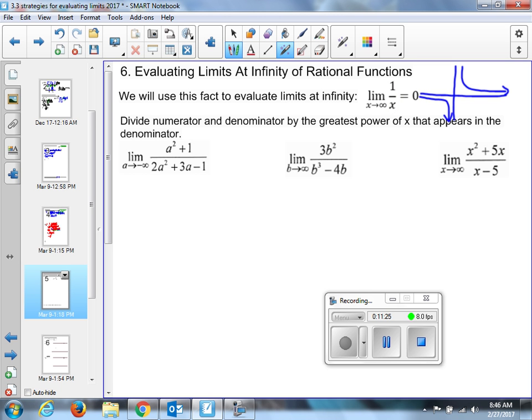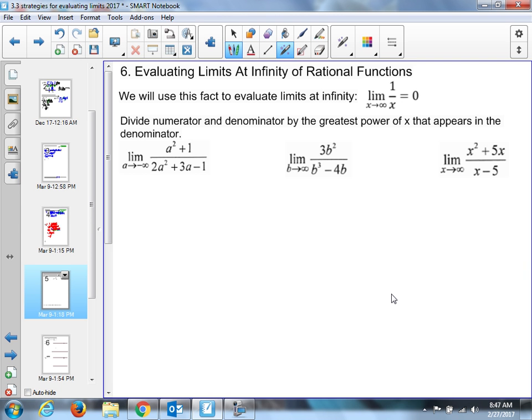It also works that way for negative infinity, right? And you think about it, 1 over 100 is 0.01. 1 over a million, 0.000001. It's really close, even the negative side it does. So the trick is to manipulate stuff so you have 1 over x involved, and then you laugh at it, okay?